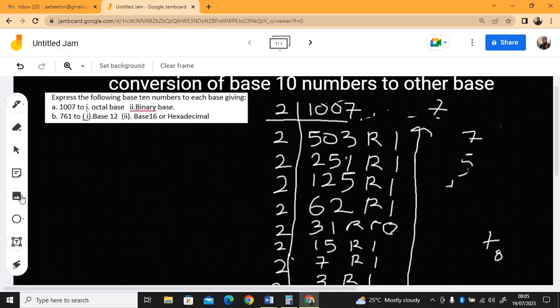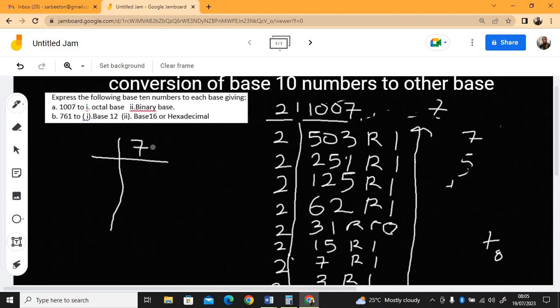So next one, we are going to move to the other one. Should I clean it? I can use this space there to be manageable. So 761 to base 12. The same thing I'm going to do. 761 to base 12.